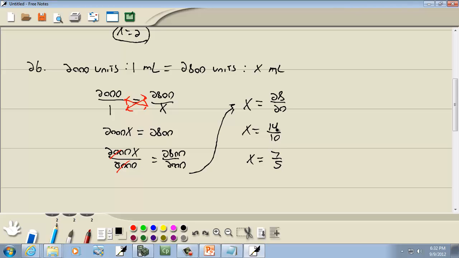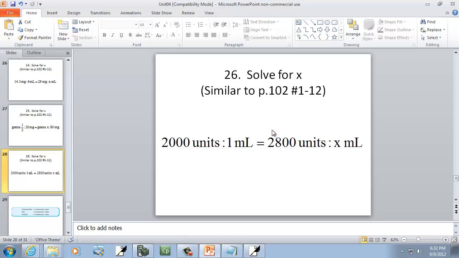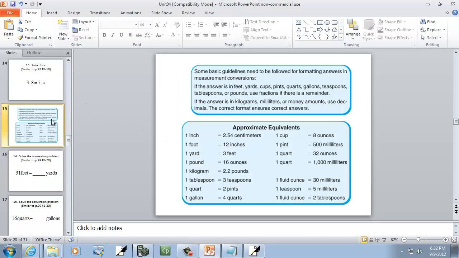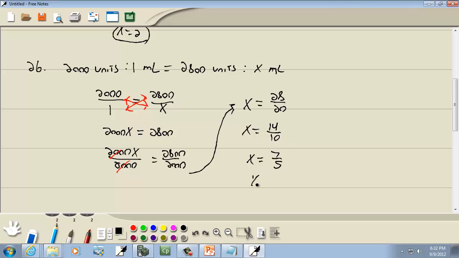And again, the instructions on those kind of guide you what to do. It says if you have milliliters, use decimals. That's not quite true, but for this one we'd want to convert it to a decimal. Let's see, divide that by 5, and we get 1, so that's 5, that's 20, that'd be 4, so this would be 1.4 milliliters.